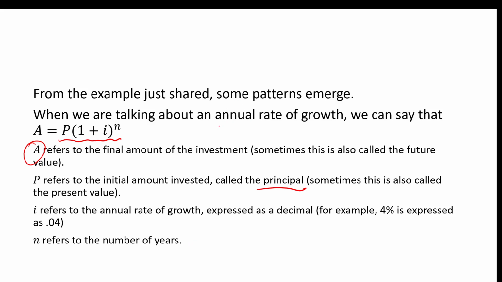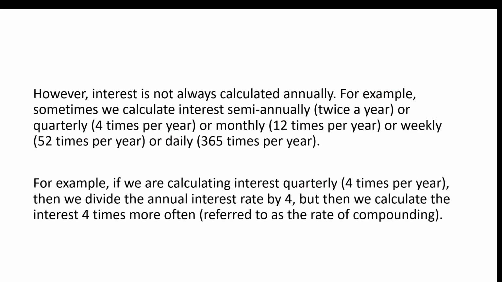Now, we're going to get into an issue later called compounding frequency. We'll talk about that in a few minutes, but we just need to realize that for the annual rate of growth we're talking about here, we're assuming that we're compounding it annually. We've established a formula for compounding annually. However, interest is not always calculated annually. For example, sometimes we calculate interest semi-annually, twice a year, or quarterly, 4 times a year, or monthly, 12 times a year, or weekly, 52 times a year, or daily, 365 times a year.